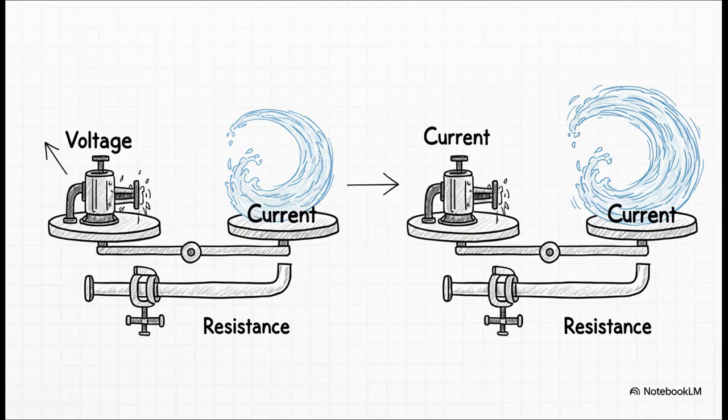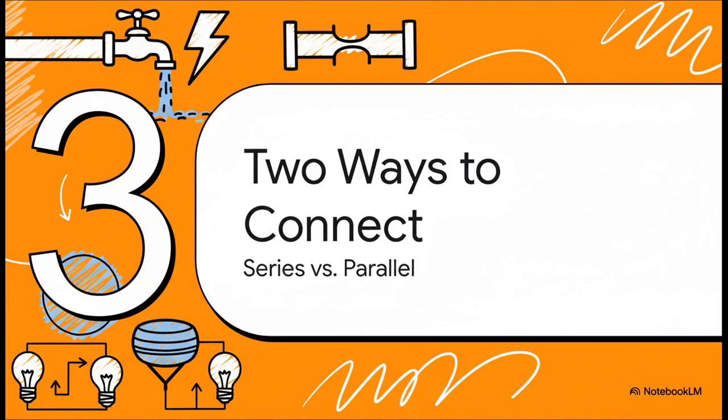So what does that math actually mean for us? Well, it's pretty intuitive. If you want more flow, more current, you've got to either push harder with more voltage, or you've got to make the path easier by lowering the resistance. And if you want less flow, just add more obstacles. The key thing is you can't touch one without affecting the others. They're always in balance.